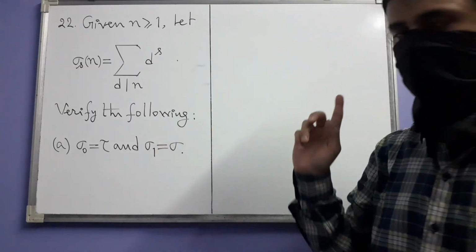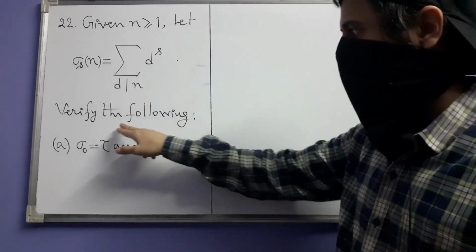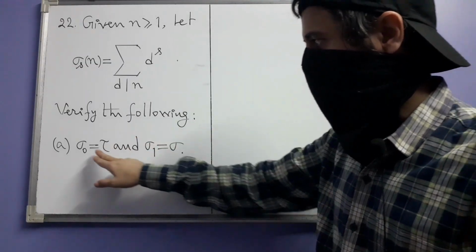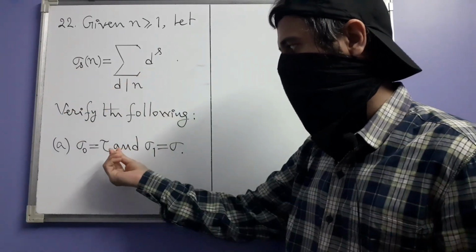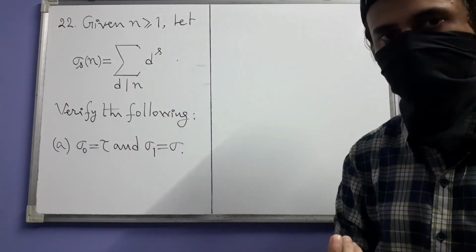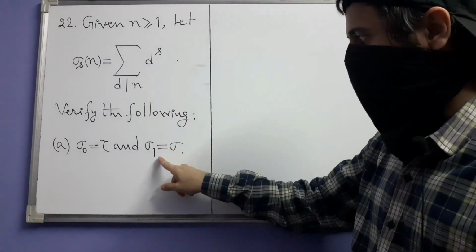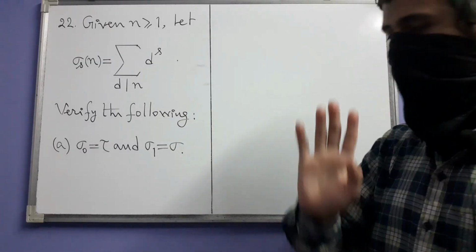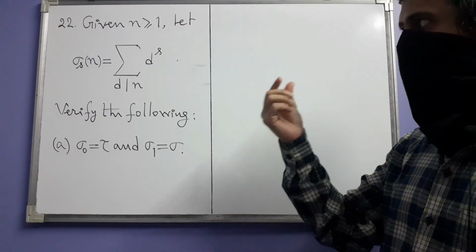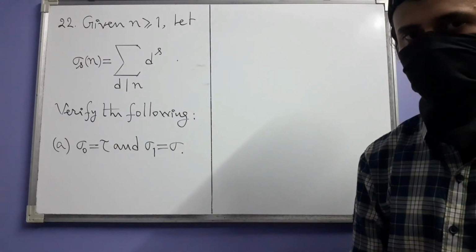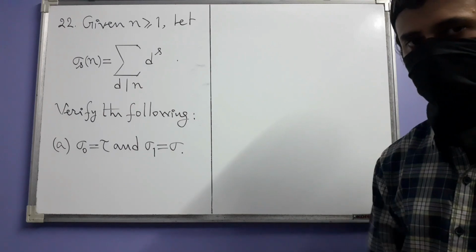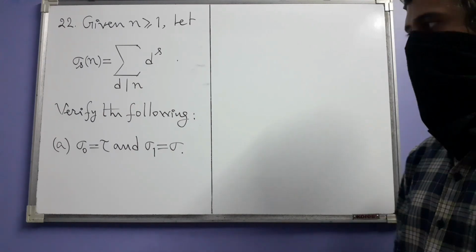So there are two other parts. This is the first part. Here we have to prove that if the value of s is 0, then this sigma 0 is nothing but our function tau. And if s is equal to 1, then sigma 1 is our sigma. So this sigma s generalizes both these functions. So let's first see how this is true, and then we will go to the other parts.